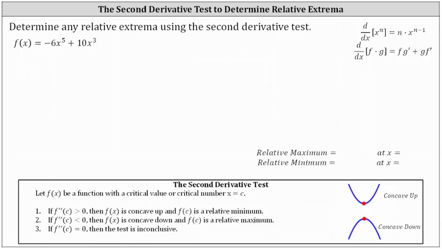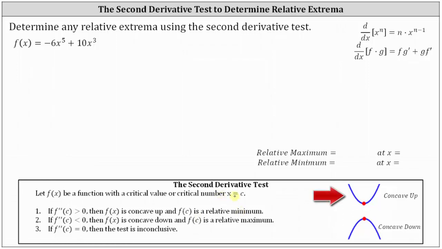Welcome to a lesson on how to use the second derivative test to determine relative or local extrema. If we let f of x be a function with a critical value or a critical number of x equals c, if f double prime of c is greater than 0 or positive, then f of x is concave up at x equals c, and f of c is a relative minimum.